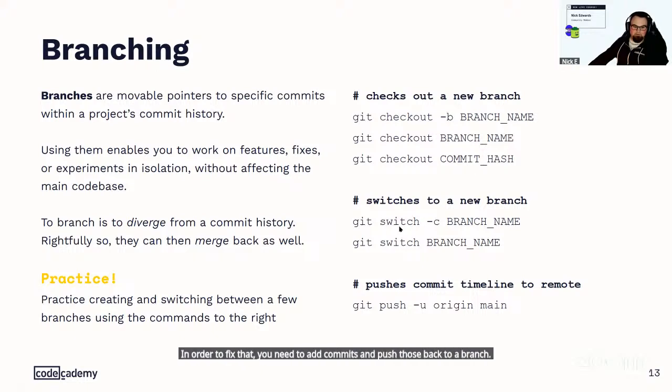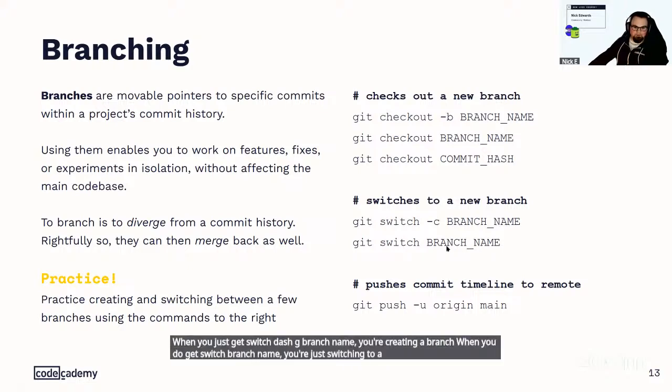Git switch is more specific to just branching. When you use git switch -c branch name, you're creating a branch. When you do git switch branch name, you're just switching to a branch that already exists, whereas branch name would be the name of the branch that you're switching to.